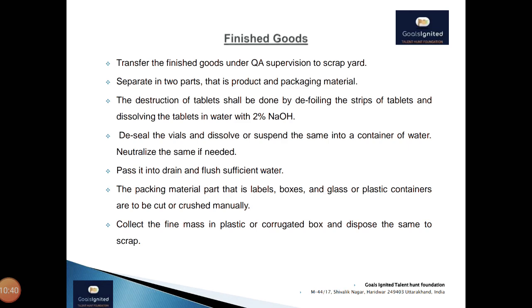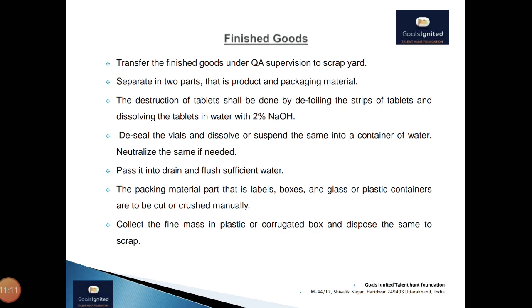As for the other things, we de-seal and dissolve and suspend the same in water, pass it into the drain, and flush with sufficient water. For packaging material parts, that is labels, boxes and glass or plastic containers, cut off the crust manually, collect the fine mass in a plastic or corrugated box, and dispose of the same as scrap. So almost the same procedure is followed as for the raw material, we do for the finished products.